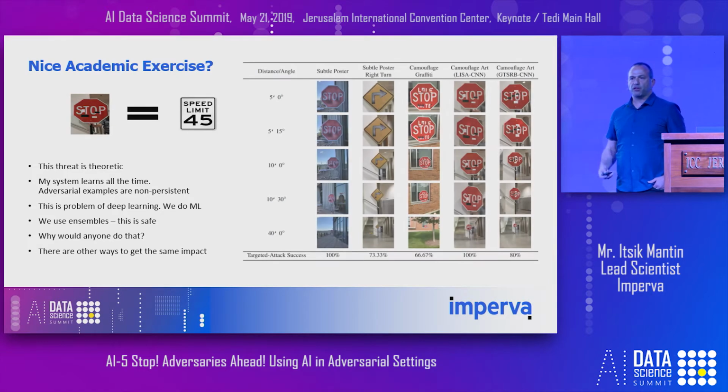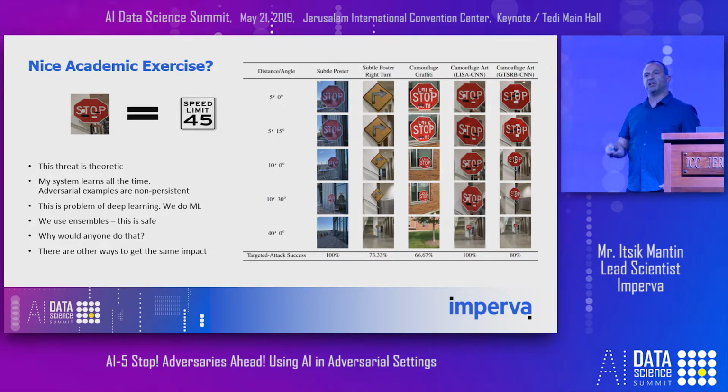So regarding whether this is real or theoretic, a stop sign with some small patches that are insignificant for the human observer, which cause an autonomous car to think that this is not a stop sign but a speed limit sign, this is a real threat. This is not theoretic.